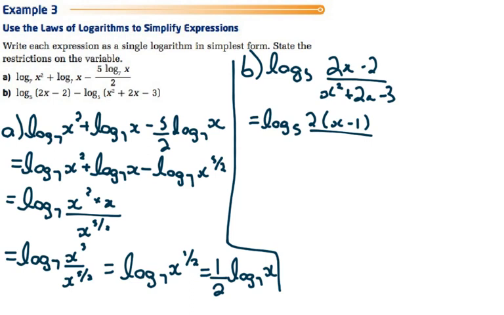On the bottom, two numbers that multiply to -3 and add to 2. We'd have x plus 3 and x minus 1. That allows us to cancel the x minus 1's. And we have log base 5 of 2 over x plus 3.